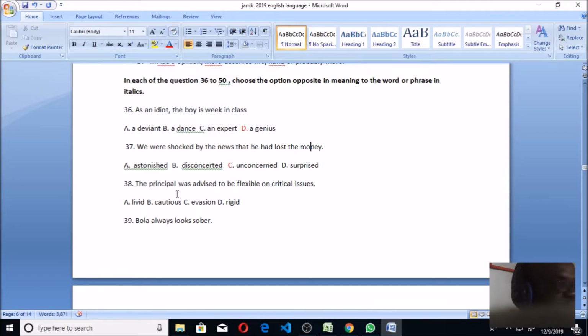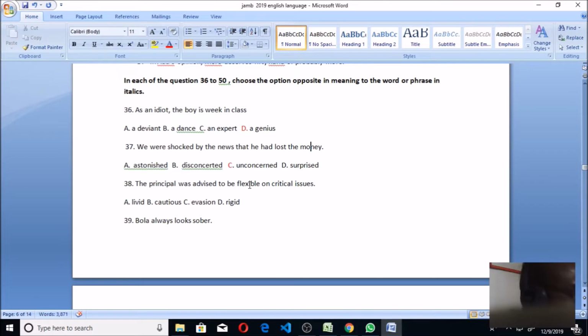So let's move on. 38. The principal was advised to be flexible on critical issues. So the word we are looking at is flexible. What is the opposite to flexible? Is it livid? Is it cautious? Is it evasive? Or is it rigid?